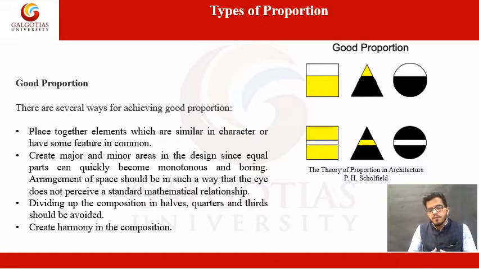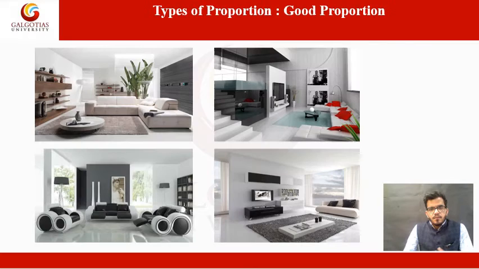As you can see on the right hand side of the image, a good proportion does not have the division of shapes into halves, quarters, or thirds. Creating harmony in a composition gives a perception of a good proportion. In this image, you can see a composition of 4 images achieving a good proportion. In a good proportion, there are different elements that are put together in a proper size and shape, while in the context of the different other elements too.